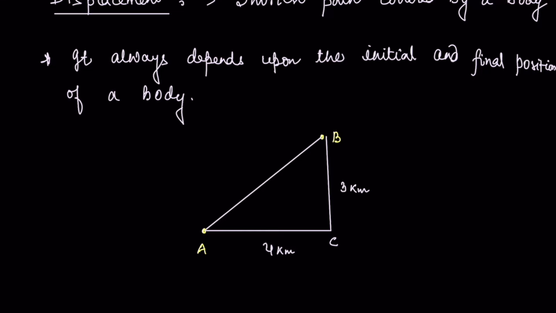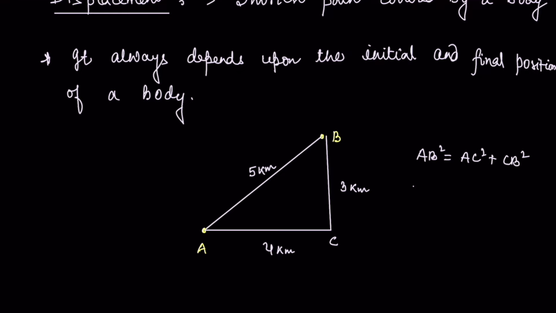So here displacement will be 5 kilometer. By using the Pythagoras theorem, we can find the shortest distance in this question. So how is it 5 kilometer? We know that AB square is equal to AC square plus CB square. So AB square is equal to 4 square plus 3 square, so AB square is equal to 16 plus 9. AB square is equal to 25. So here we get AB as 5 kilometer.